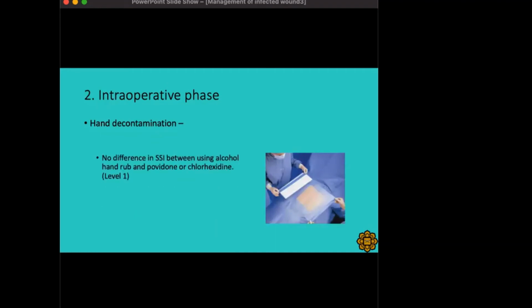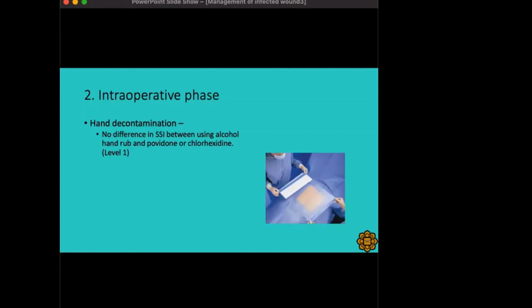Hand decontamination. No difference between using alcohol hand rub or povidone or chlorhexidine. This is particularly applicable when you're doing LA cases. In between cases, for the first case, you normally scrub properly using the povidone and chlorhexidine, but for the next or subsequent cases, you actually don't have to scrub. You can actually just use alcohol hand rub. Especially if you have sensitive skin, you don't actually have to scrub your hands every time. So this is level 1 evidence.